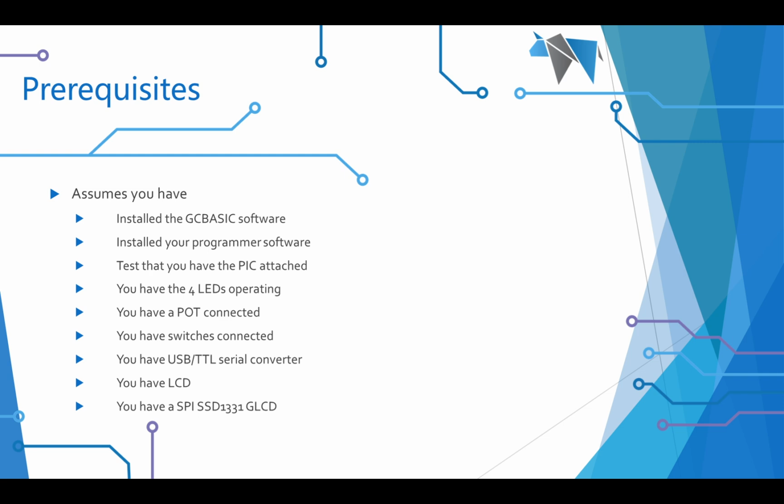Prerequisites. Gone through this many times. You've got the software installed. You've got a programmer installed. You can program the PIC. You've got some LEDs. Whilst we're not using those LEDs this time, or the pot, or the switches, or the USB, they should be attached to your solution. And you have an LCD and specifically an SPI SSD1331 GLCD. They're very inexpensive, up on the web, and we'll have a look at one. So SPI is the key to that. Obviously, I'm showing SPI, but it supports other protocols as well.